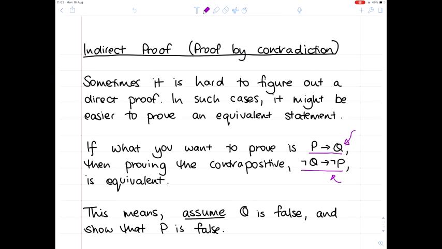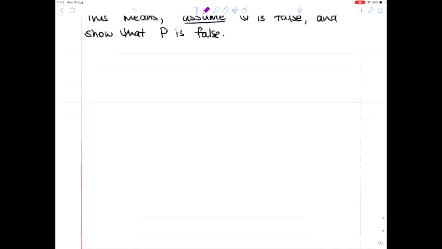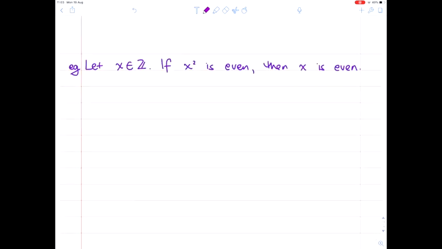So what we're going to do here is assume that this is true and also that not Q is true, and then we're going to show that not P is true, i.e. that P is false. What does this kind of proof look like?